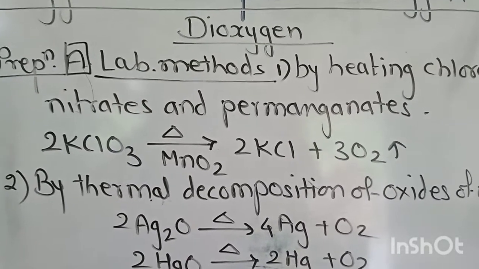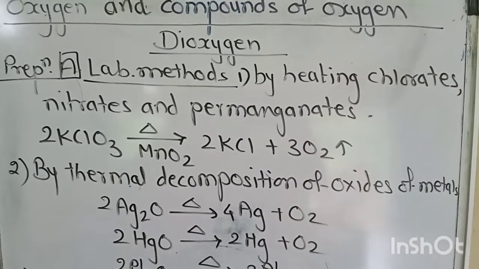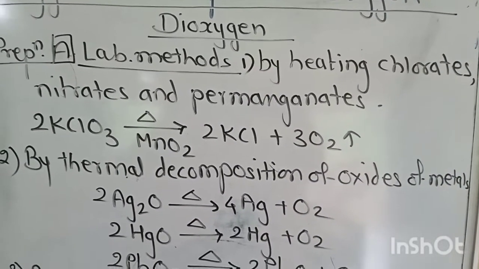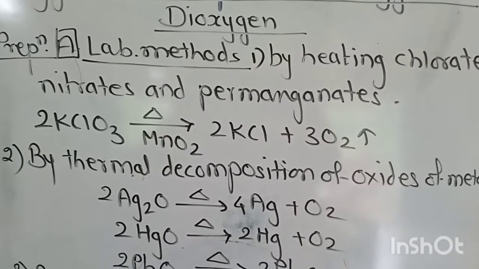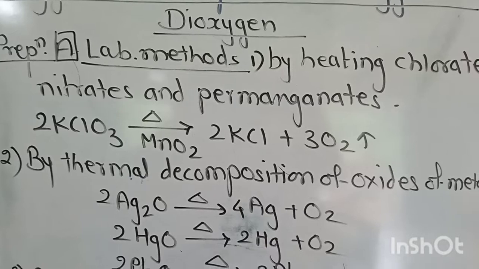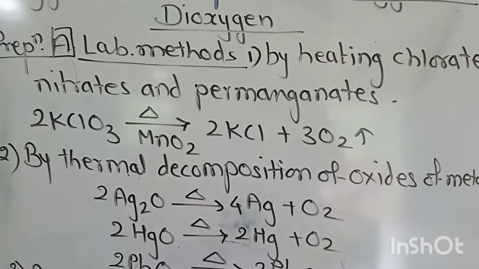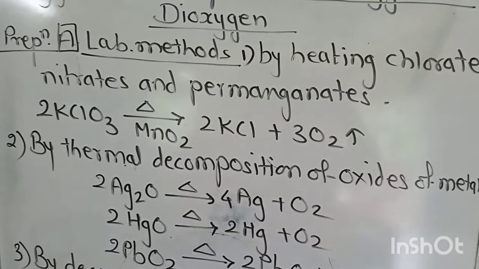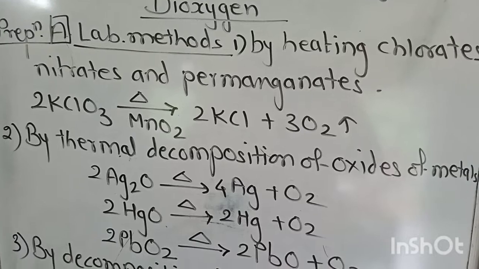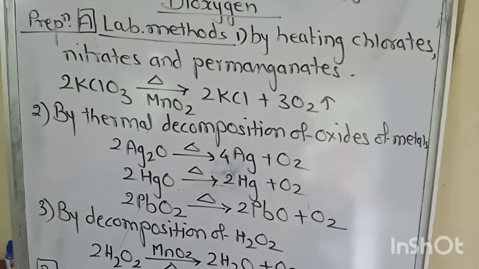Preparation of dioxygen. Laboratory methods. First, by heating chlorates, nitrates and permanganates. 2KClO3 gives 2KCl plus 3O2. KClO3 is potassium chlorate which decomposes in presence of MnO2, which acts as a catalyst, when it is heated. In presence of catalyst, the reaction is faster and it gives oxygen very quickly.